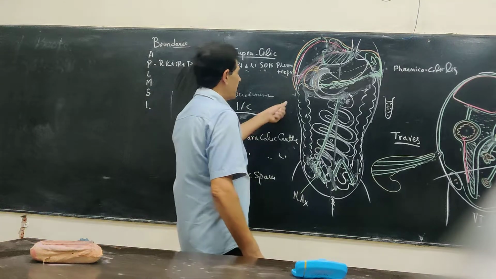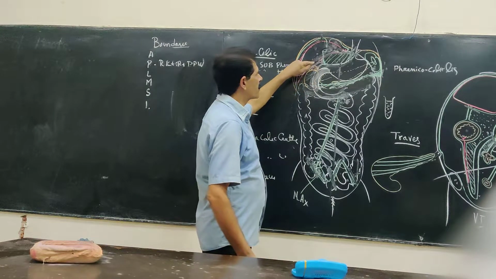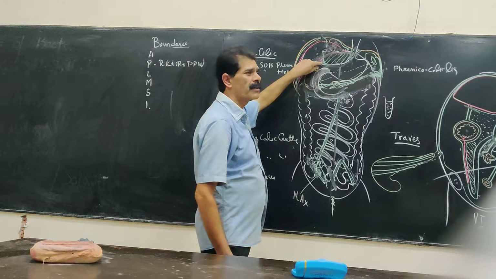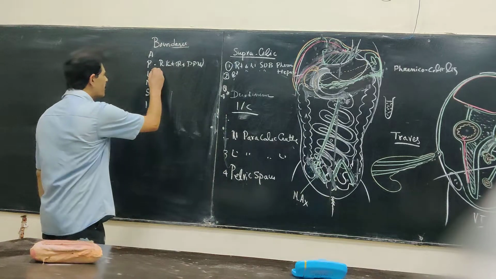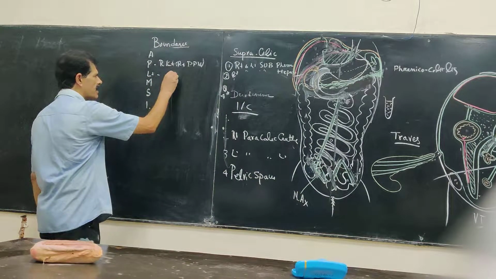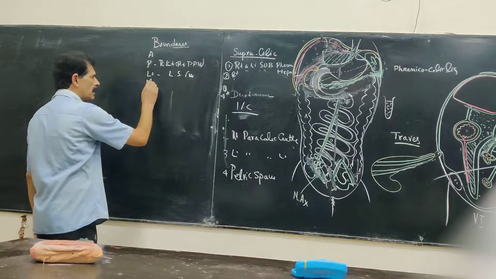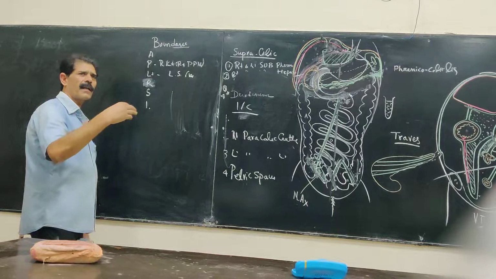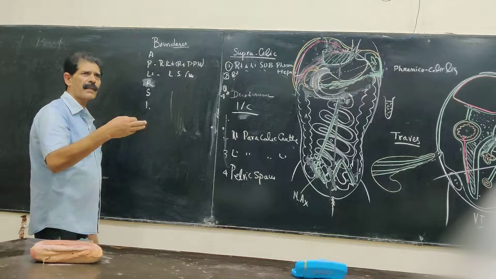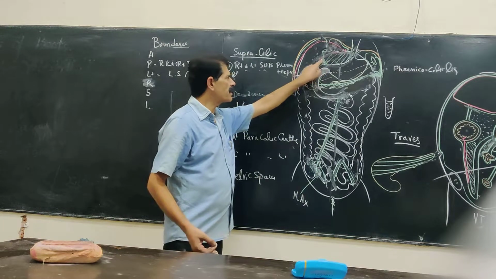Then come to the left side. On the left side, this Morison's pouch will go through the foramen of Winslow. It is communicated to the lesser sac. So on the left side, it is communicated to the lesser sac through the foramen of Winslow. Then on the right side, in the abdomen we are using right and left, which are more appropriate terms than lateral and medial. So there is the left extension of this space.